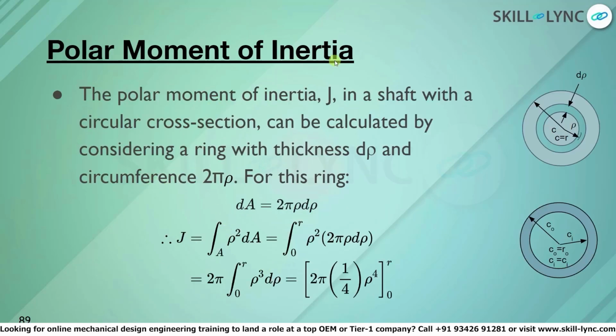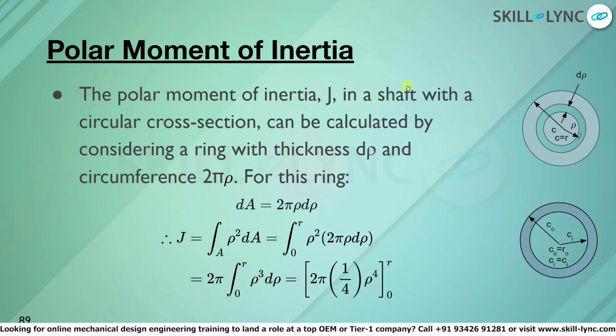Next, let us see what polar moment of inertia is. Polar moment of inertia can change for a solid shaft and a hollow shaft. We know that J is the polar moment of inertia, and in a shaft with a circular cross section where the thickness of the ring is d rho and the circumference is 2 pi rho, for this ring we can say that the area of the ring is equal to 2 pi rho, which is the circumference, into d rho, which is the thickness.